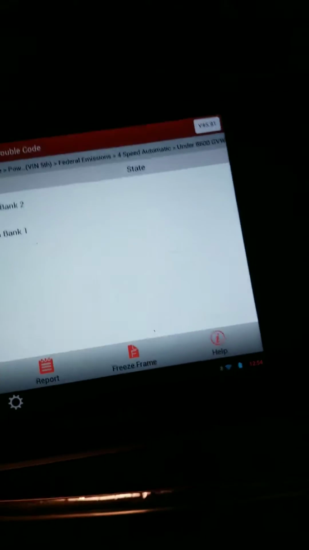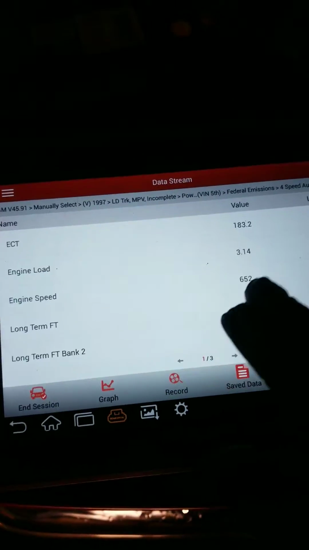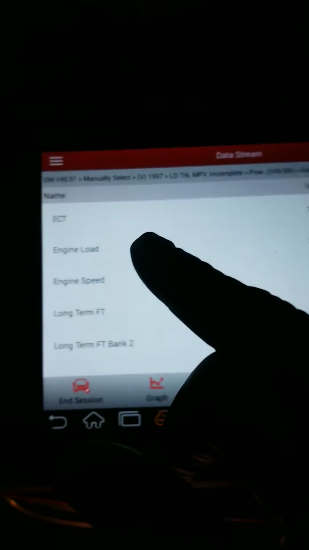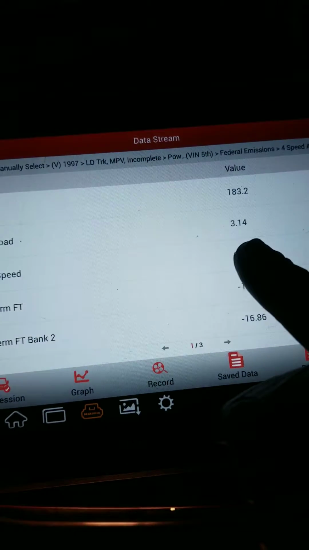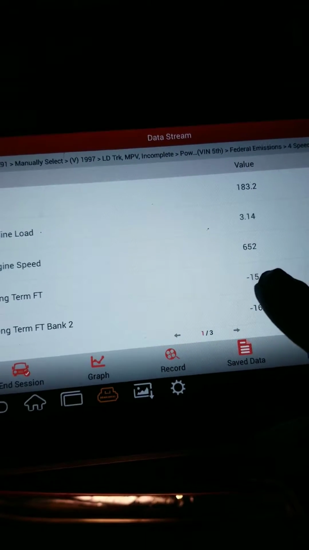Now, if I go to the freeze frame data, let's see right there on bank 2. This shows you what actually was going on when the check engine light came on. The engine coolant temperature was 183.2 degrees. That's good. Engine load, they really didn't have any load on the engine. Probably just a little above idle speed.